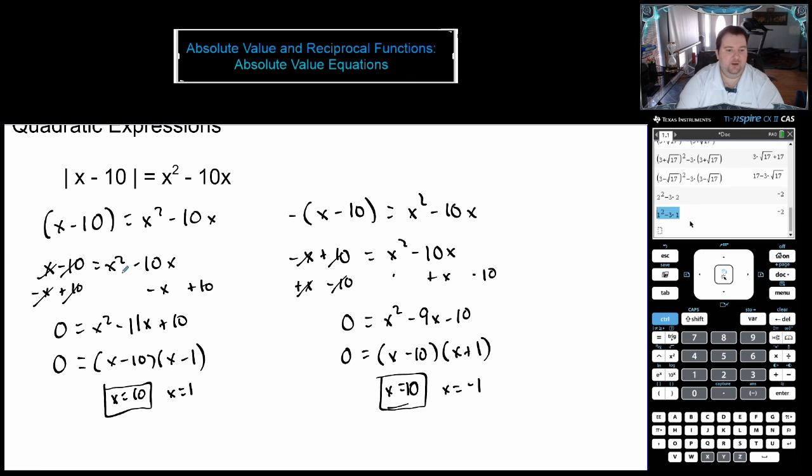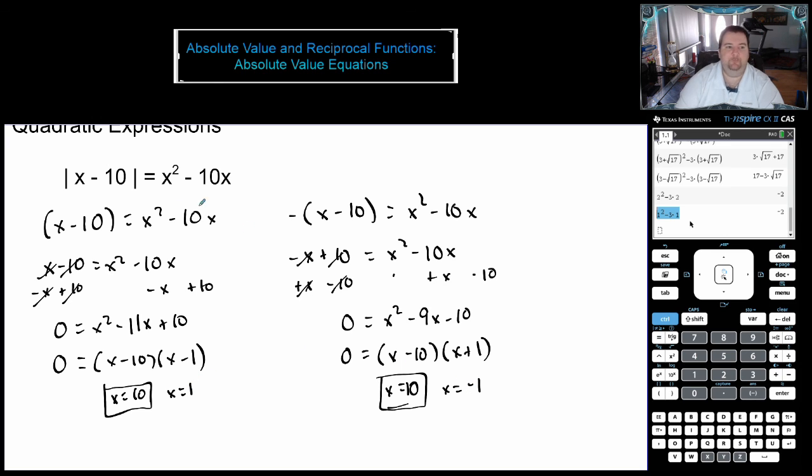Now we have 1 minus 10, so this is negative 9. So this is going to be positive 9. Let's try this side. We're going to have 1 minus 10, which is negative 9. Is 9 going to be equal to negative 9? No. So that's not going to work.